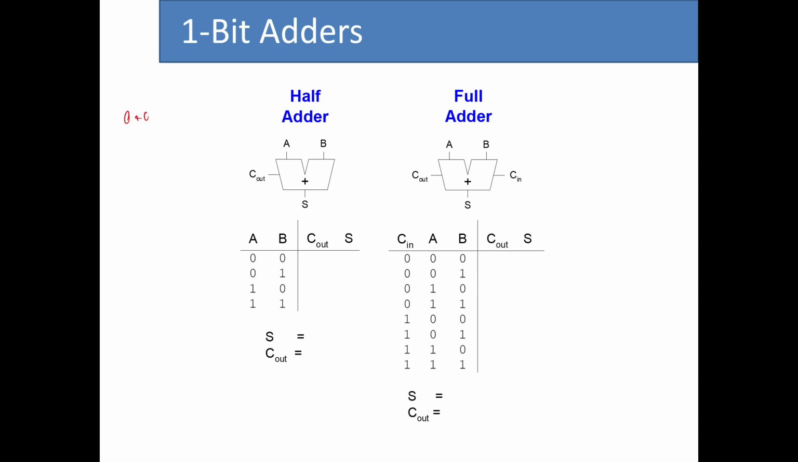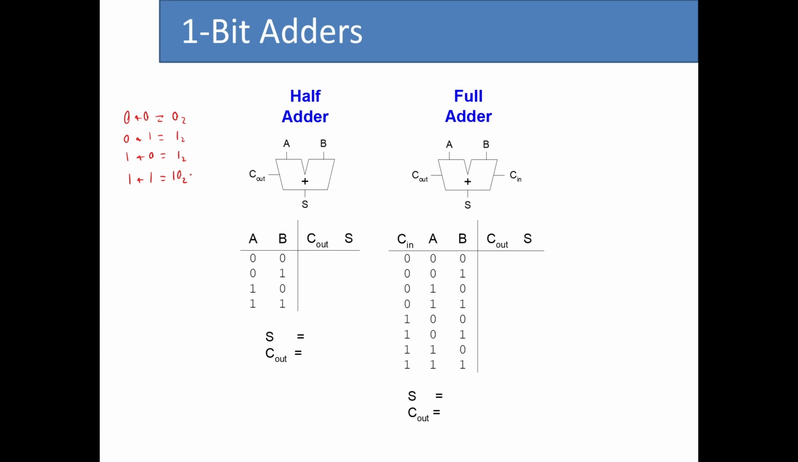0 plus 0, and remember these two are binary numbers, so the result is going to be 0. If we have 0 plus 1, the result is going to be 1. The same is true for 1 plus 0, which will be 1. And finally, if we have 1 plus 1, the result is going to be 1, 0 in binary. So these are all in base 2.